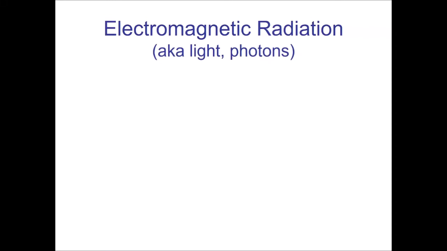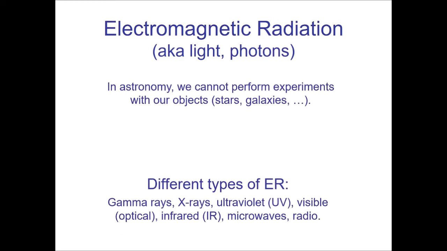All right, hello. Welcome to Chapter 5. Chapter 5 is all about light. Technically, we refer to all of this stuff as electromagnetic radiation. And, in astronomy, we have this challenge in that the things that we're interested in are not readily available to us.